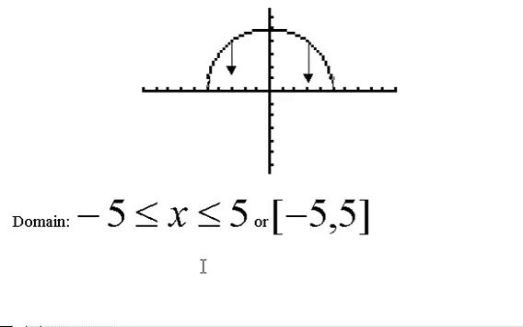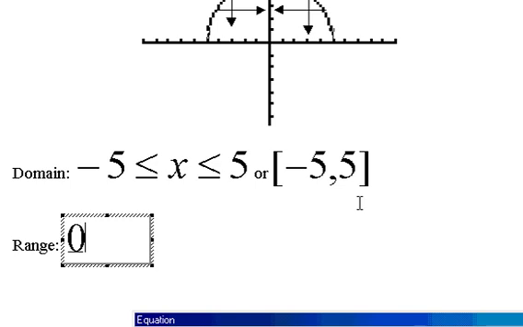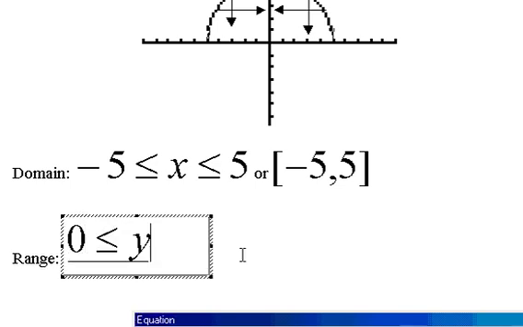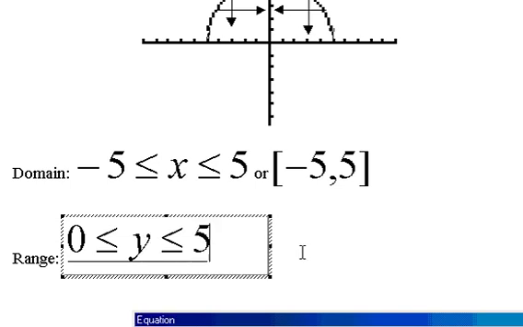Now the range. If we take the graph this way to the y-axis, now all these y values are going in here. There won't be any values above 5, and there won't be any values below 0. So the range is between 0 and 5. Now remember, the range are the y values.